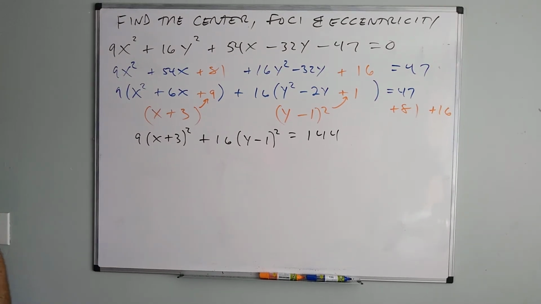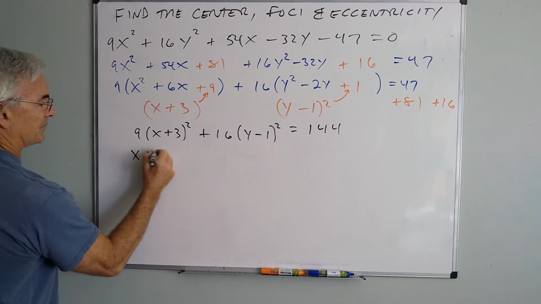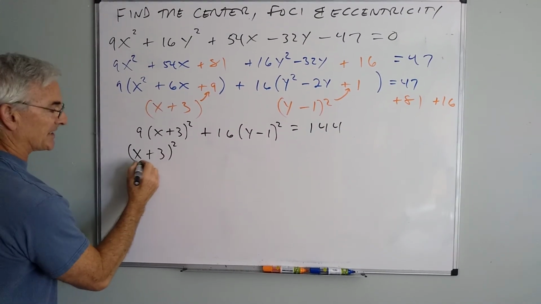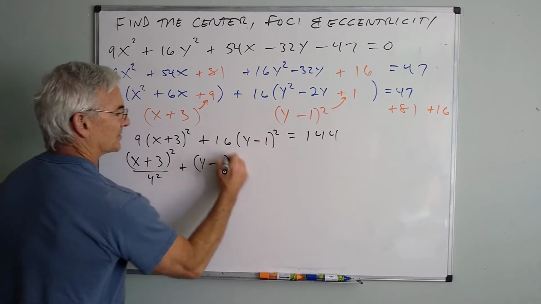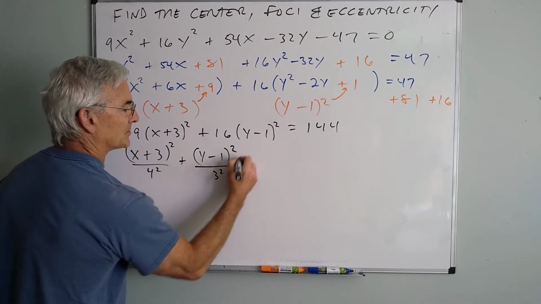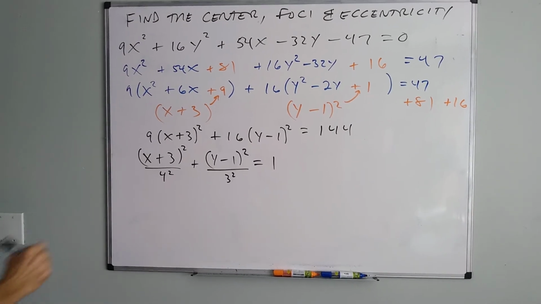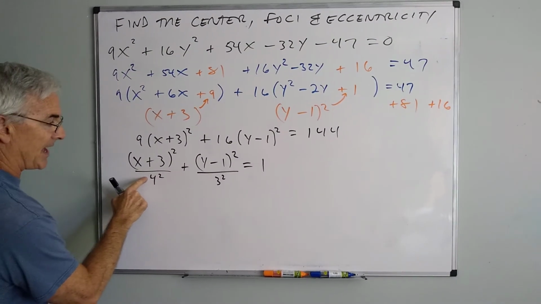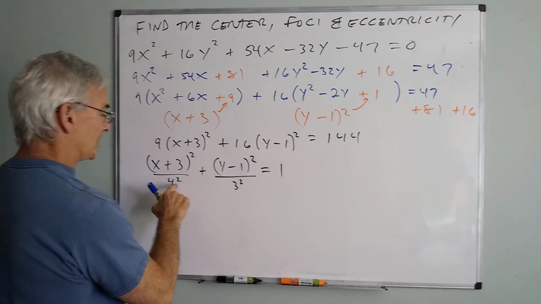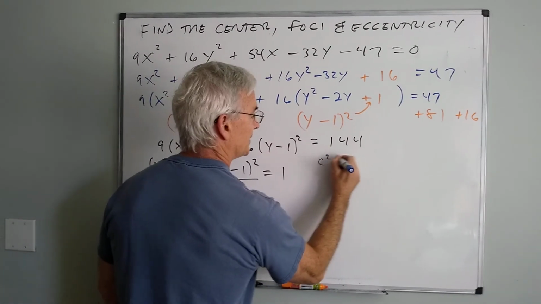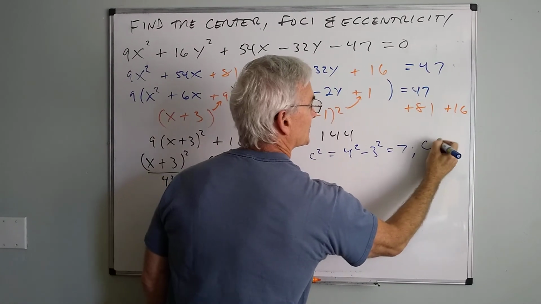So the next step is to get a 1 on the right side. So I will multiply through by 1 over 144, which will give me x plus 3 squared over 16, which I'm going to think of as 4 squared, plus y minus 1 squared over 9, which I will see as 3 squared. So now at this point here, I recognize this is going to open up horizontally because that number is larger than that number. So in order to find my focal length, I'm going to take the difference of these two. So the c squared is 4 squared minus 3 squared, or 7. So c is root 7.